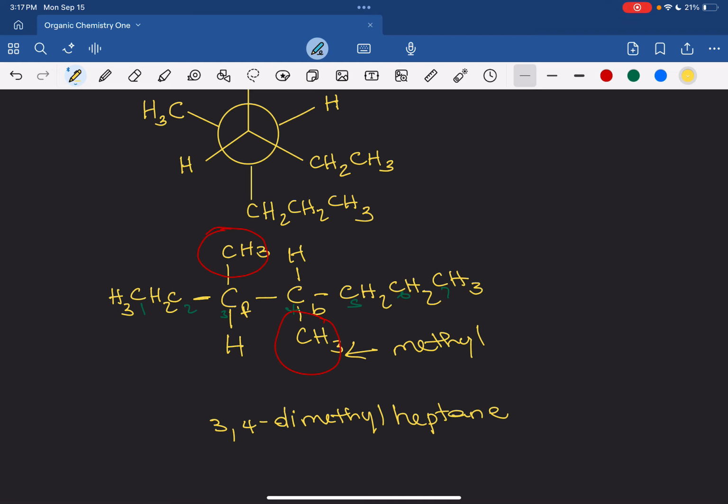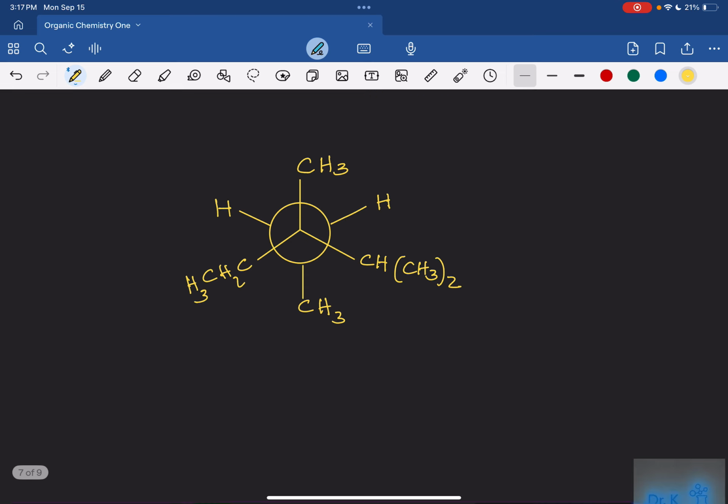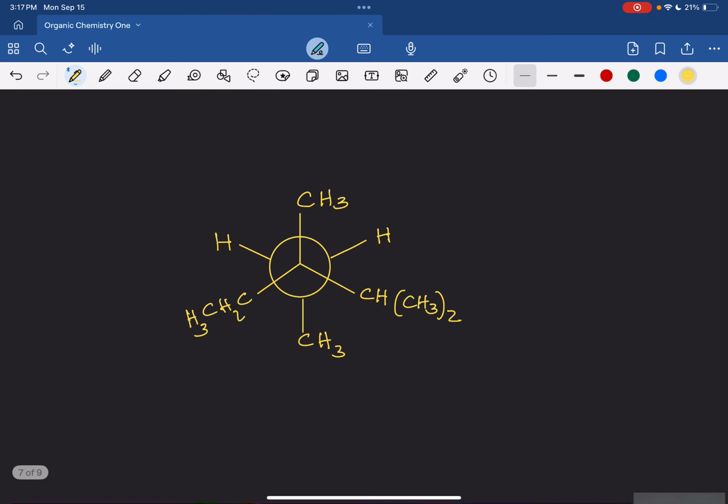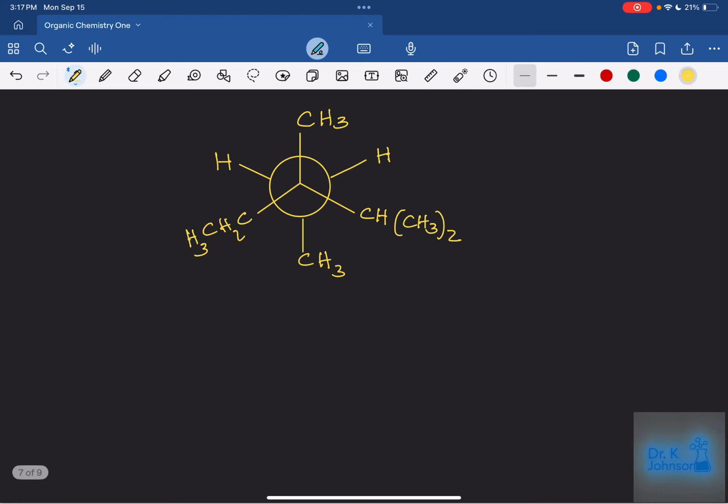Let's do one more example. All right. So again, front carbon bonded to back carbon. That's the first thing you draw. So your front carbon is always bonded to the back carbon in your Newman projection. All right. My front carbon has a CH3, a CH2, CH3, and a CH3, open parentheses 2. Let us take care of these first, then we talk about this.